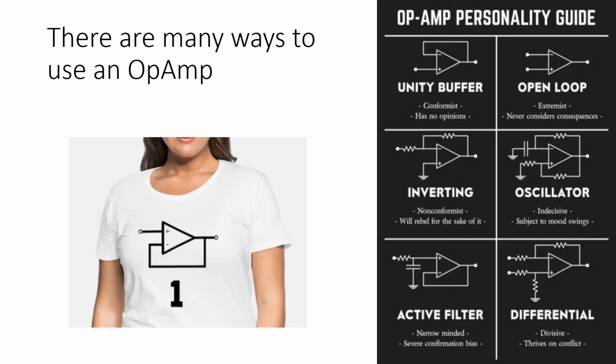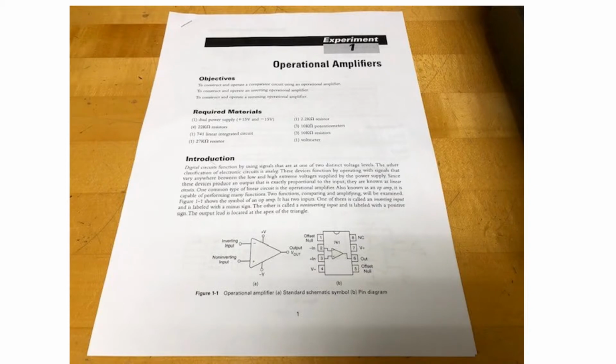We use that for buffer circuits just to make sure that the input and output are separated from each other with some protective circuitry. But we also have lots of different ways that we can wire up an op-amp, and we'll be exploring a couple of those today. So the lab we're going to do is a hands-on lab.